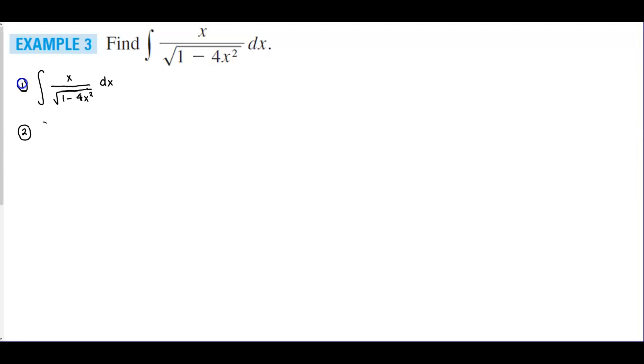We're going to rewrite this so that we have the integral of 1 over the square root of 1 minus 4x squared, and then this x is going to be multiplied by dx. Okay, and so then over here we're going to let u equal what we have underneath the radical sign. And that is 1 minus 4x squared.